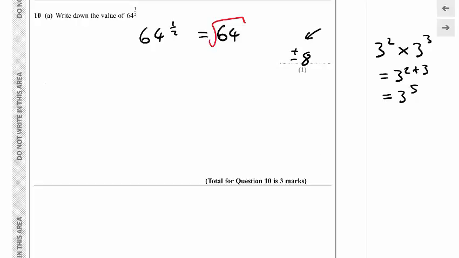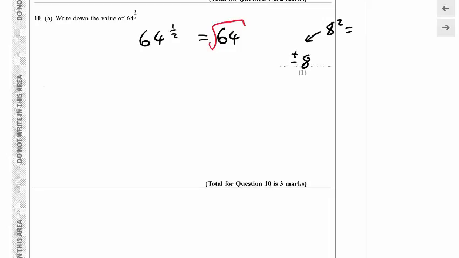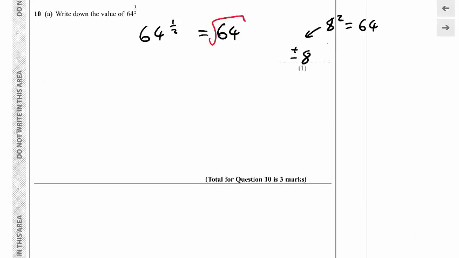Because 8 squared is equal to 64. Okay? But what about negative 8 squared? Well, negative 8 squared is just negative 8 times negative 8. So the negatives cancel, and it just becomes 64. So the square root of 64 is positive 8, but it's also negative 8 as well.